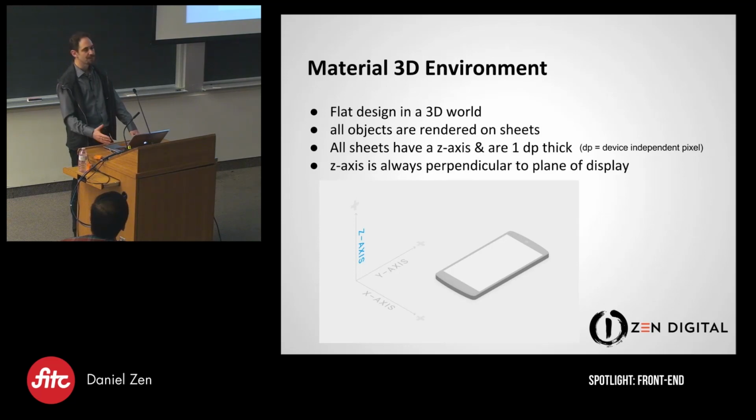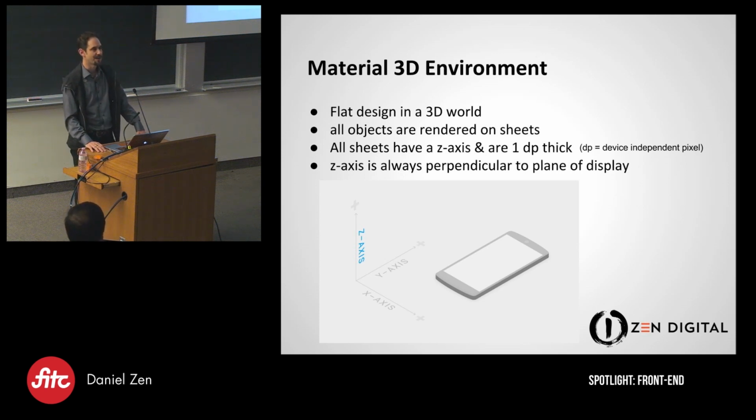So material is in a 3D environment. It's a flat design in a 3D world. Most of you are hopefully familiar with flat design. It's very common these days. But with material design, you have layers of flat design that cast shadows upon other layers. So it's a little bit of a mix, almost a 2.5D type of thing, not quite.